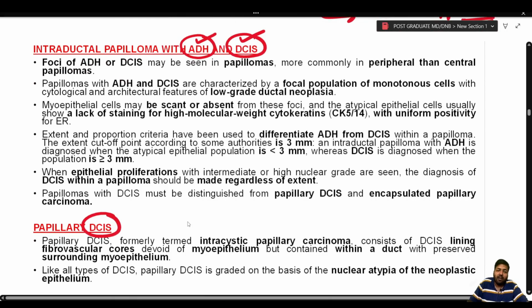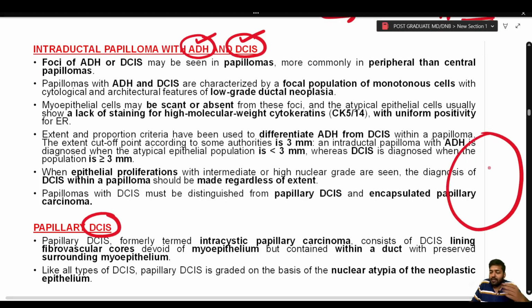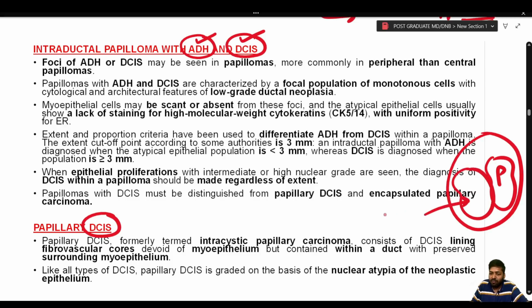Now, under the heading of papilloma, sometimes if you see, this is a papilloma. This is a region, this is the ductal lesion. So over here you can see a very well defined papilloma region. Okay, a papilloma is there. Now, along with that you can have associated DCIS or atypical ductal hyperplasia as well. Okay, so this is called an intraductal papilloma with ADH or DCIS. So there are focal areas showing features of DCIS or ADH.